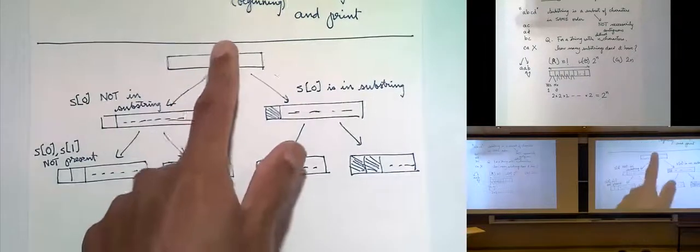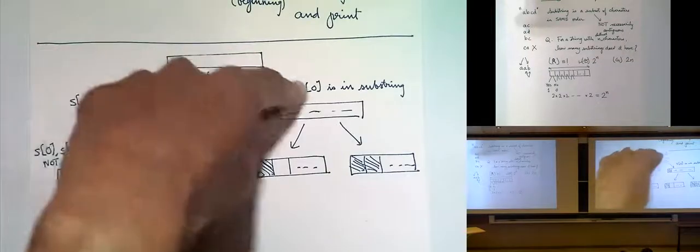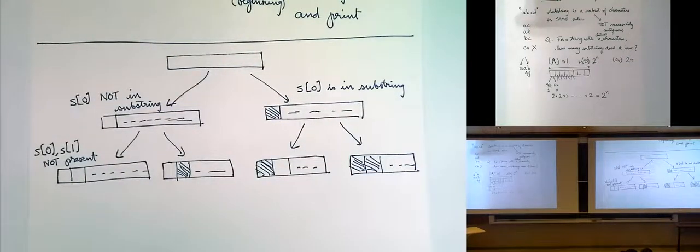So if you go all the way down to the left, you get the empty string. If you go all the way down to the right, you get the full string. Beautiful, right? So you get everything. And this is equivalent to generating all binary strings. It's the same picture. Yes?